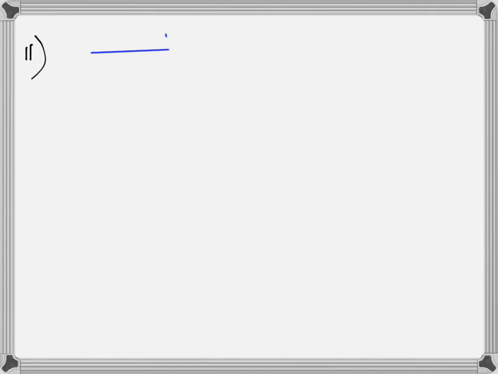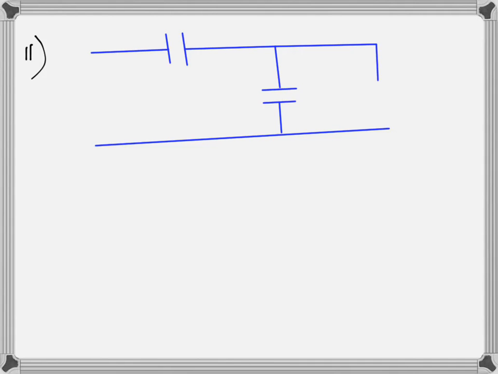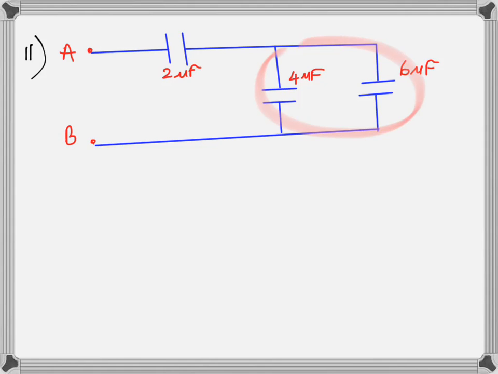Answer to number 11. That was the time required, so I had to draw this beautiful diagram. Two microfarad, 4, 6. Those two are in parallel with each other. How do you find the capacitance? Just add them up. So 4 and 6 will give you 10.